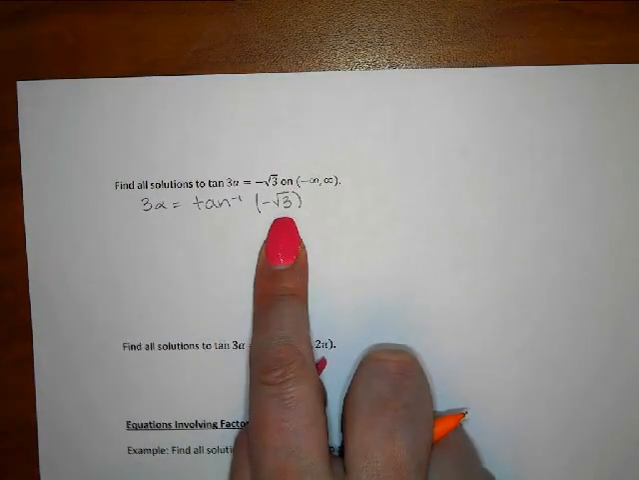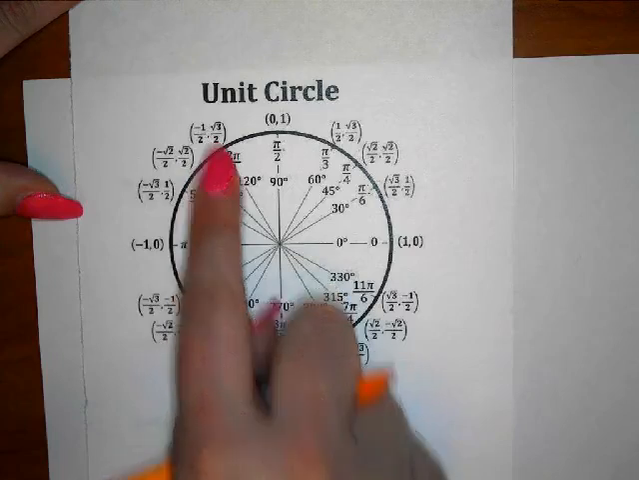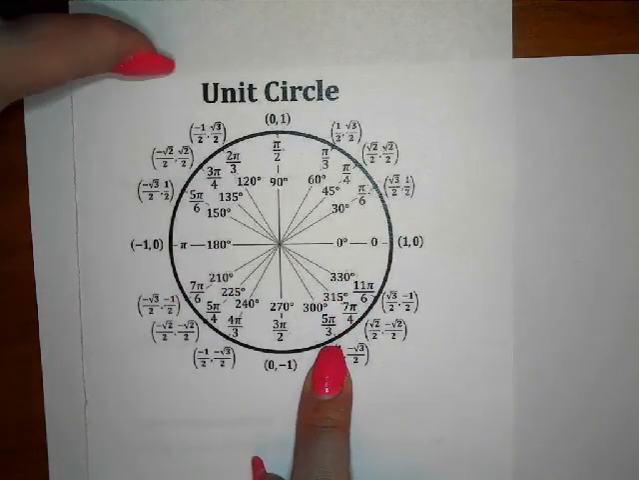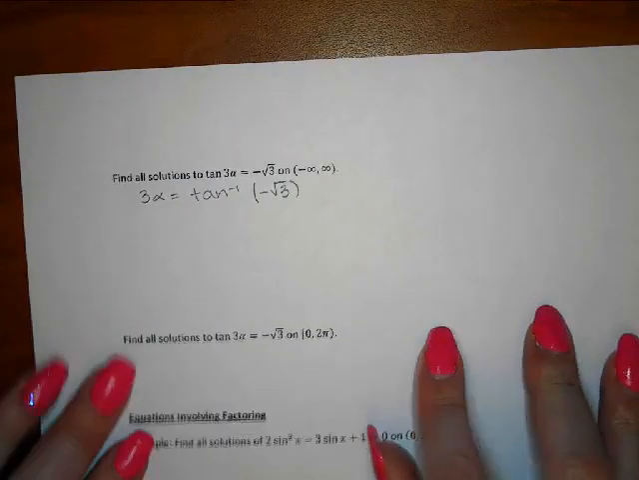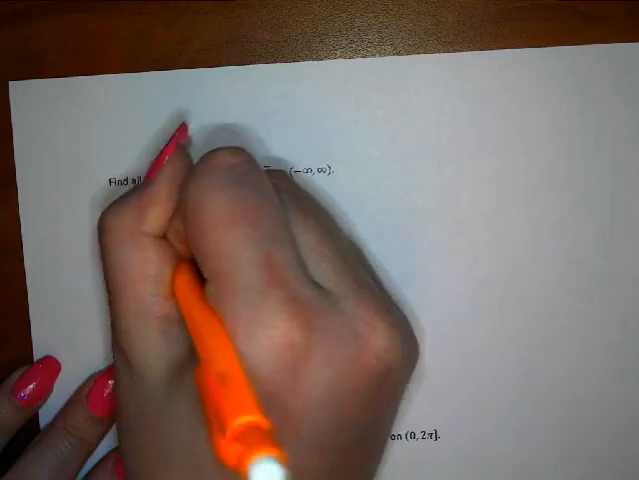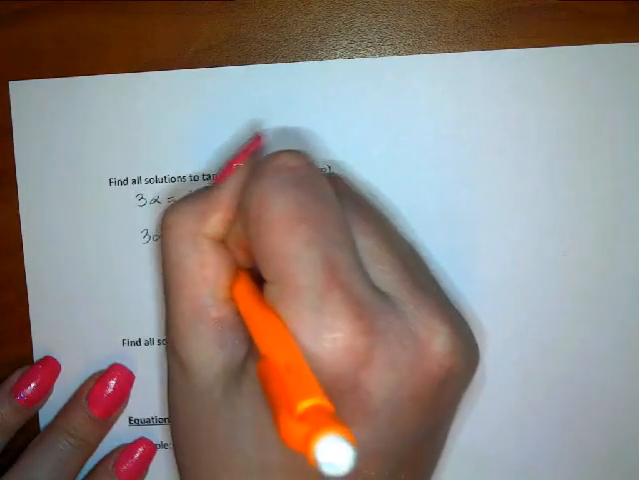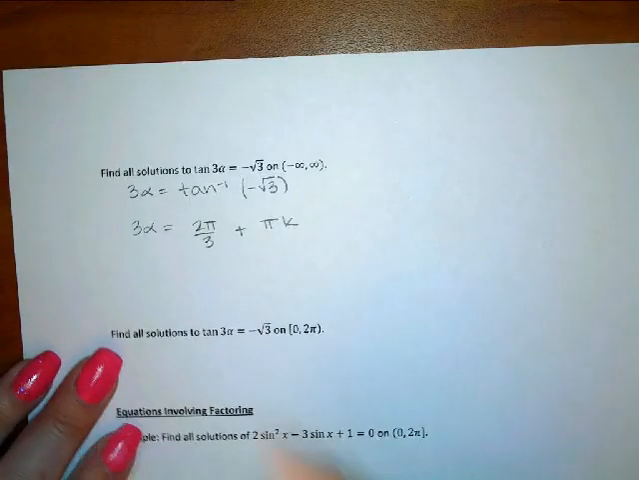And it's right here, 2 pi thirds, and also down here at 5 pi thirds. And for tangent, I only have to write one version. So I'm going to say 3 alpha is 2 pi thirds plus pi k. And then I'm going to solve for alpha. I'm going to divide by 3, divide by 3.